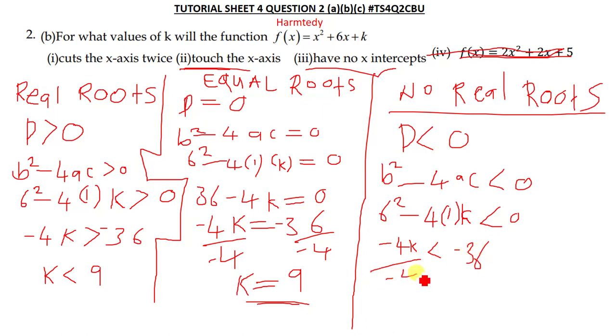So divide by -4, you get your value of k to be, oh sorry, not equal to, but this is going to be greater than 9. So you only have no solutions for this quadratic equation when you have the value of k being greater than 9. Alright, let's quickly move on to the last question, which is part C of question 2.